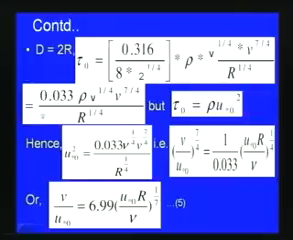After simplification of this, we get tau 0 equal to 0.033 rho into nu to the power 1 by 4 into v to the power 7 by 4 divided by r to the power 1 by 4, where r is the radius of the pipe. But we know that the shear stress at the boundary tau 0 is equal to rho into u star o square, where u star o is the shear velocity. So we can write u star o square is equal to 0.033 into nu to the power 1 by 4, v to the power 7 by 4 divided by r to the power 1 by 4. This we can now simplify as (v by u star o) to the power 7 by 4 is equal to 1 by 0.033 into (u star o into r by nu) to the power 1 by 4. Or we can write v by u star o is equal to 6.99 into (u star o into r by nu) to the power 1 by 7. This expression we are getting from the power law, as given in equation number 5.